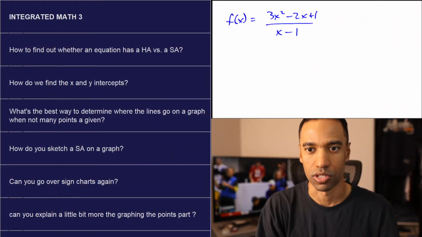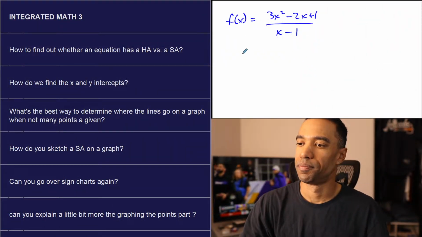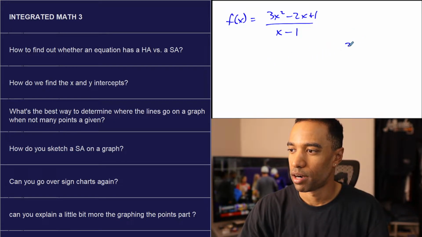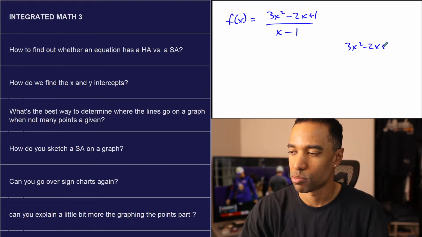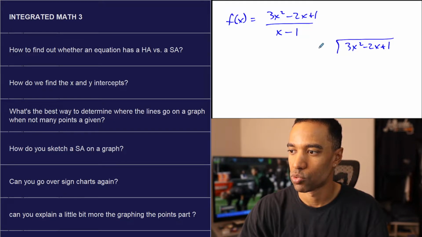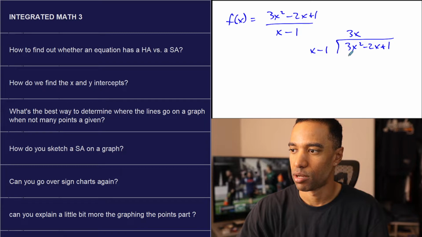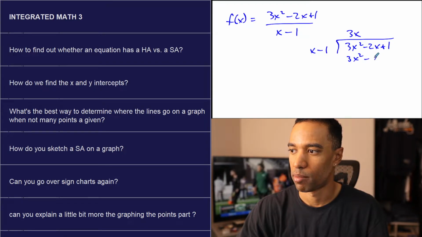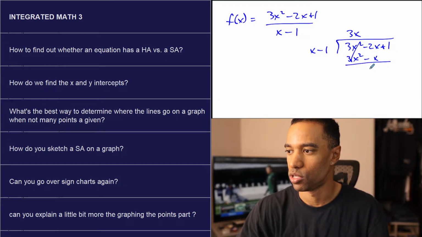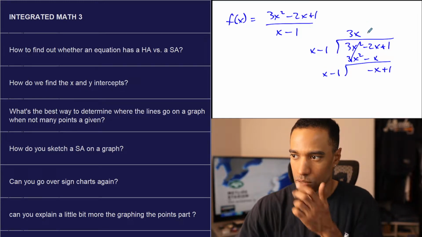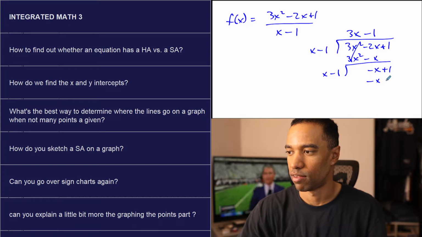So you can tell none of this is ever preordained or prearranged. So let's do long division on that one there: 3x squared minus 2x plus 1 over x minus 1. x goes into 3x squared 3x times, and multiply those, you get 3x squared minus x. Subtract those results, and you get negative x plus 1. And x goes into negative x negative 1 times, and that's negative x plus 1.